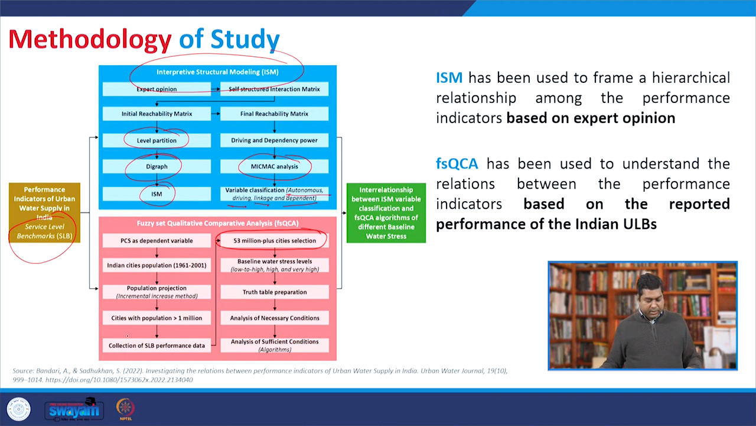Then we collect the service level performance data which are available for these 53 million plus cities. So, we have taken that into consideration. Then we classify all these cities based on the baseline water stress level, and we make categories: low to high is one category, high is another category, and very high is another category. Now, why is that so? Why have we bifurcated this kind of information?